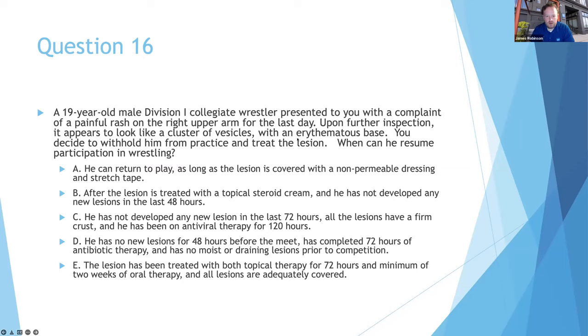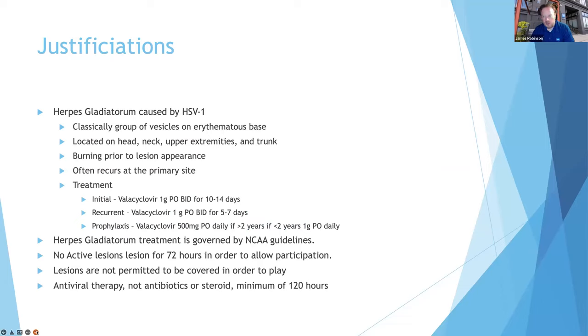Okay, great. Most people got this one. This is C. What we're talking about here is herpes gladiatorium, which is caused by herpes simplex 1 virus. So it's always going to be the classical group of vesicles on an erythematous base. Almost always on board review questions, they're going to give you the classic presentation of rashes, so, you know, dewdrops on a rose petal, things like that. You just remember those phrases. It's typically located on the head, neck, and upper extremities and trunk.